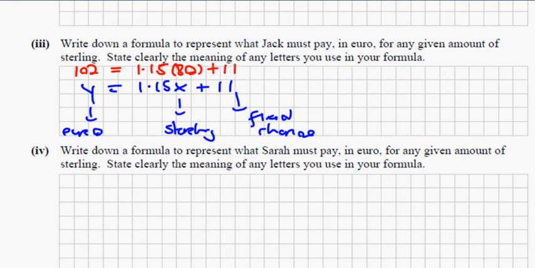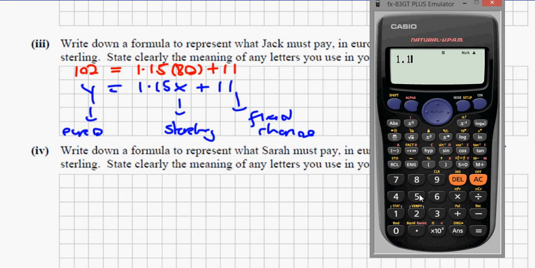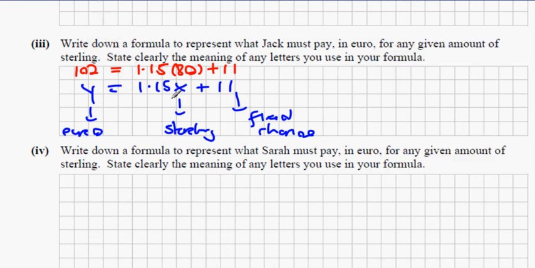So we'll check that out. So 1.15 multiplied by 80 is 92. 92 plus 11 gets us 103. So we show that this formula roughly works.